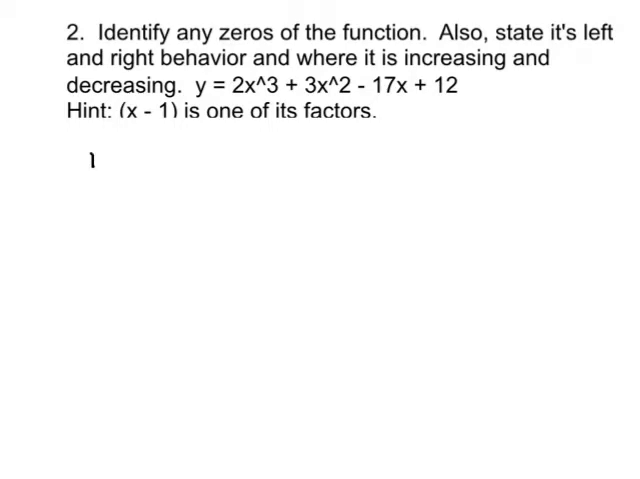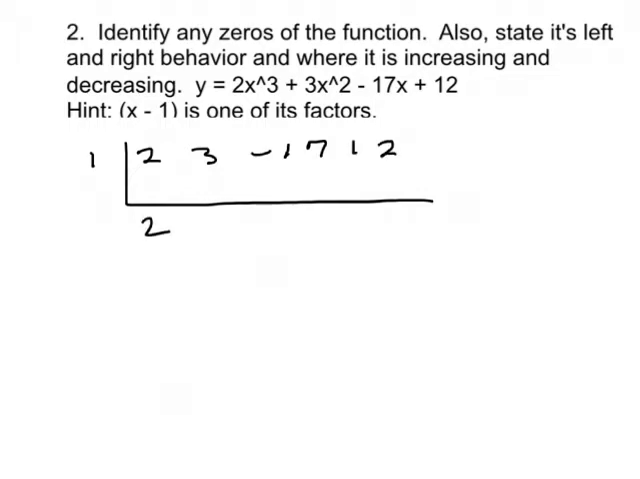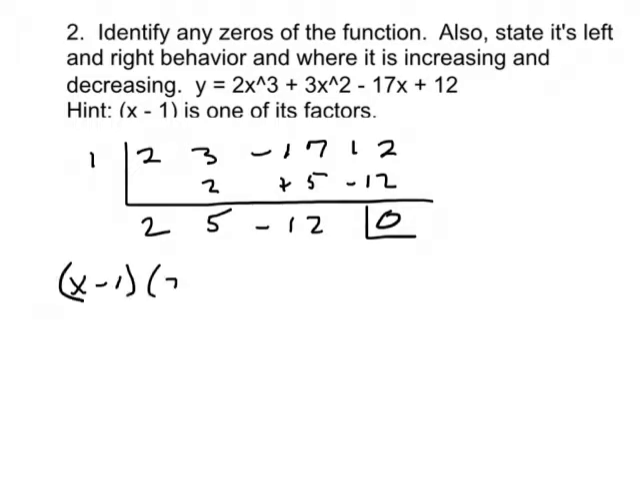So I'm going to use synthetic division, and we're going to put 2, 3, negative 17, and 12 like that. And we get a 2 and a 5 and a negative 12 and a 0, and that is my remainder. So x minus 1 went into it. What is left is 2x squared plus 5x minus 12.